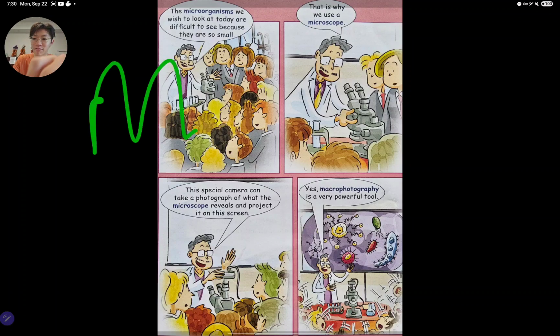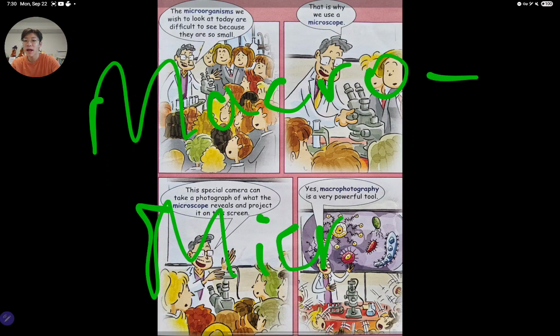Alright, next up we have macro and micro. These are, again, opposites of each other. Macro basically means it's using lots, like big stuff, whereas micro is like small stuff.